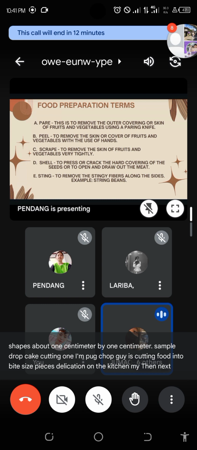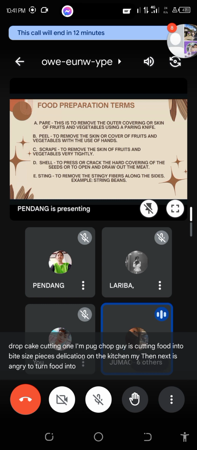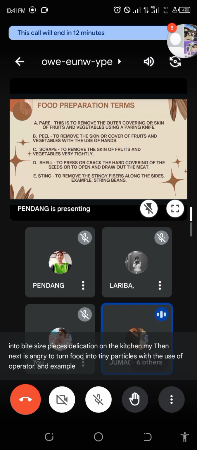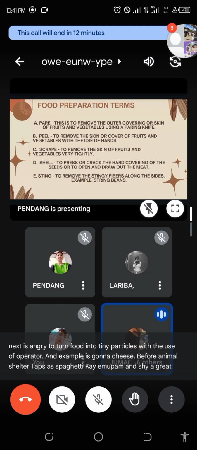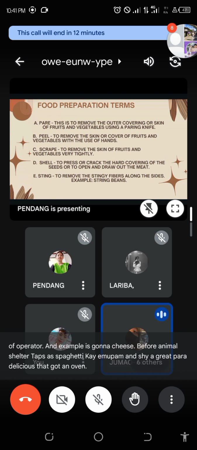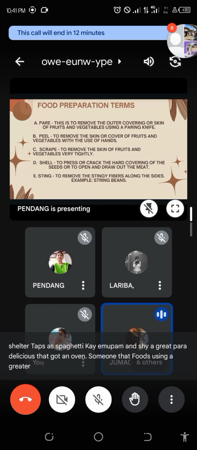The next is ang grate. To turn food into tiny particles with the use of a grater. Kanang example is kanang cheese. Before nimo siya ibutang sa top sa spaghetti, imo pa man siya i-grate para dili siya dagko tan-awon. So, mao na kanang kuskusa nimo ang food using a grater para gagmay siya.